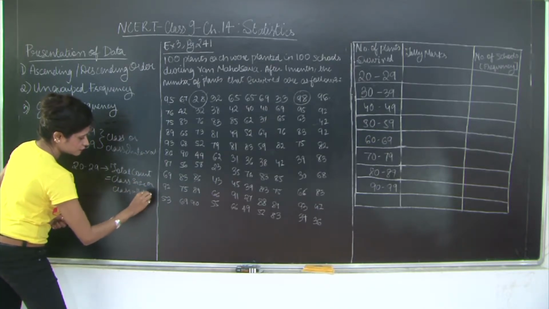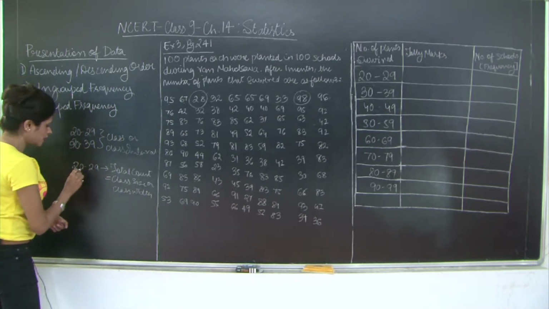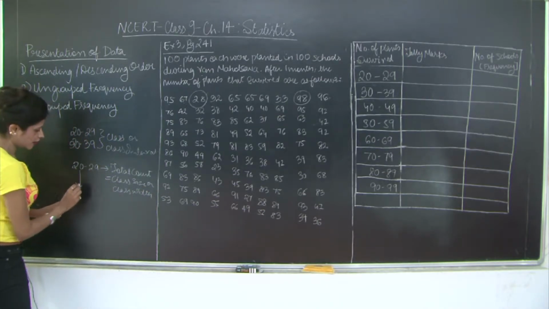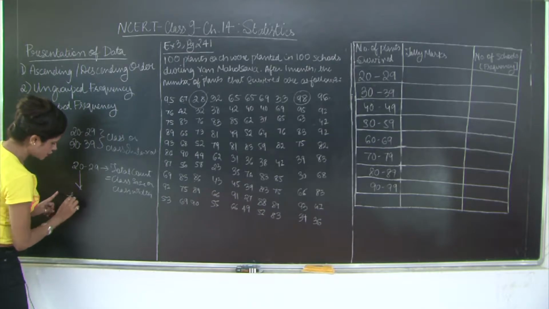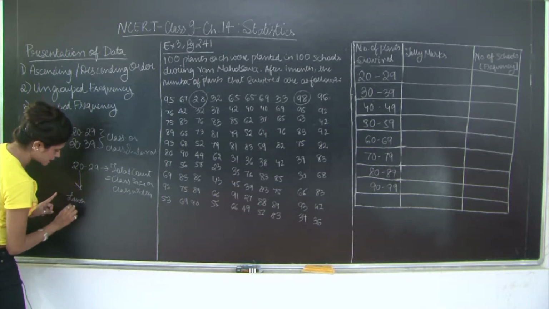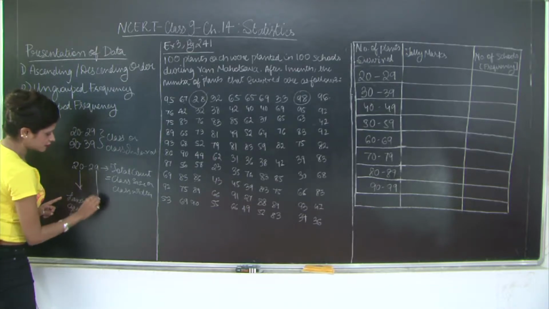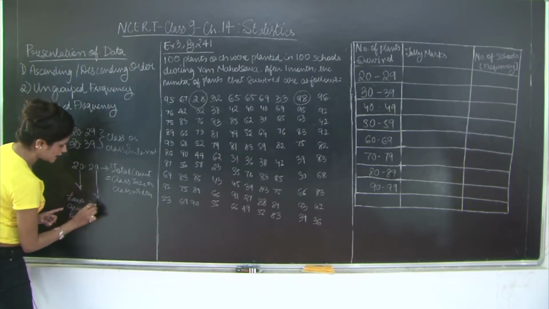Another thing, the first entry in the row is known as the lower limit or the lower class limit, and the second entry is known as the upper limit or upper class limit.